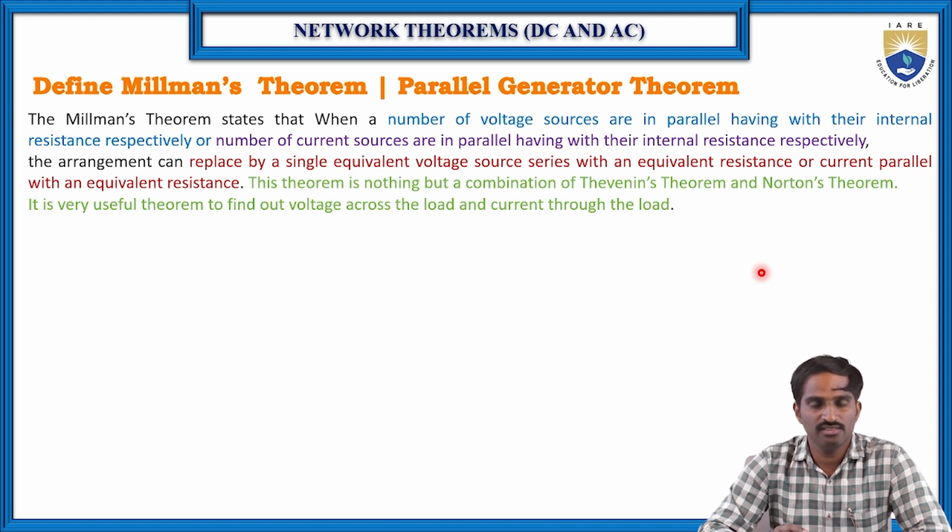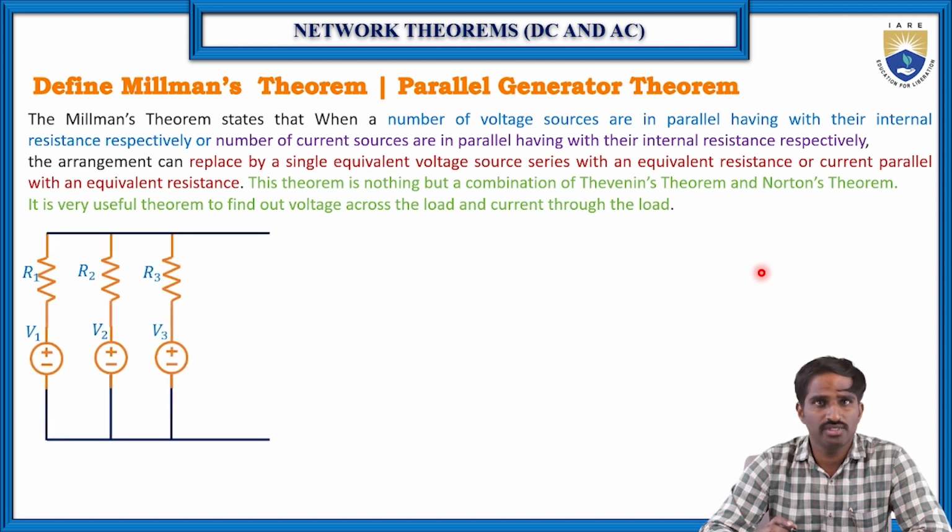So this theorem is something like a combination of Thevenin's and Norton's theorems, because in Thevenin's theorem we replaced the whole circuit with an equivalent voltage source with its internal resistance connected in series, and in Norton's theorem we replaced the whole circuit with a single equivalent Norton's current source in parallel with the internal resistance of that current source.